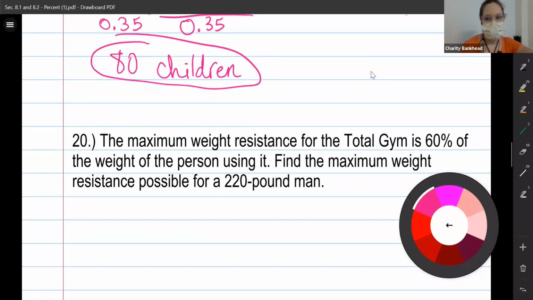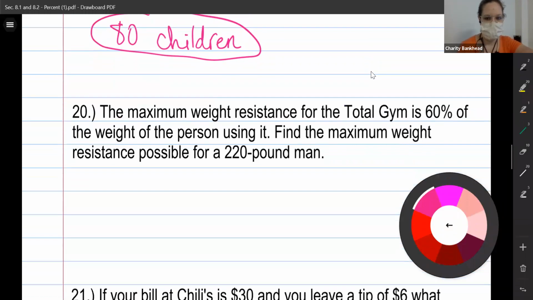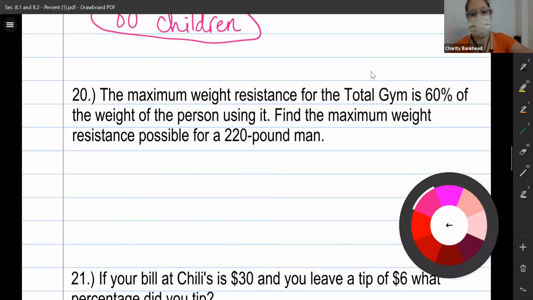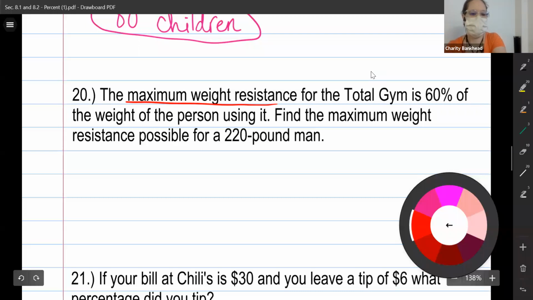All right. Number 20. The maximum weight resistance for the total gym is 60% of the weight of the person using it. Find the maximum weight resistance possible for a 220-pound man. Okay, so the maximum weight resistance is what we don't know. So that's X.